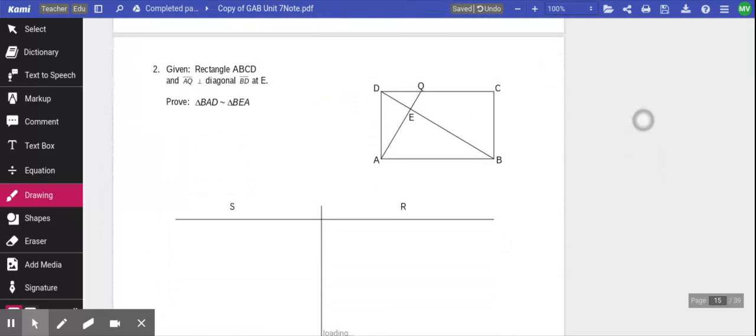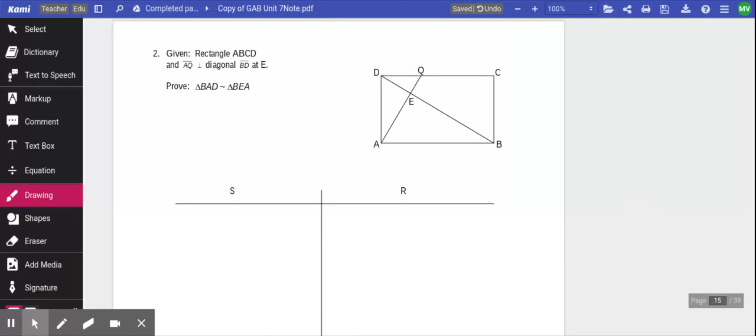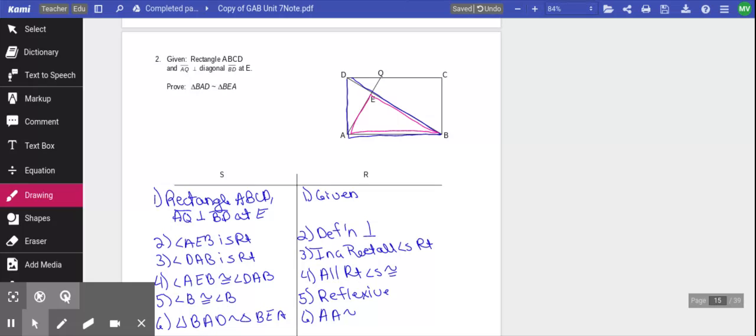So for number 2, I want you to pause and see if you can prove these two triangles similar. Okay, so in this, I stated that angle AEB is right because of the definition of perpendicular. Angle DAB is right because in a rectangle, all angles are right. Therefore, those two angles are congruent, since all right angles are congruent. Angle B is congruent to itself, by the reflexive property. So these two triangles are similar: BAD is similar to BEA by angle-angle similarity.